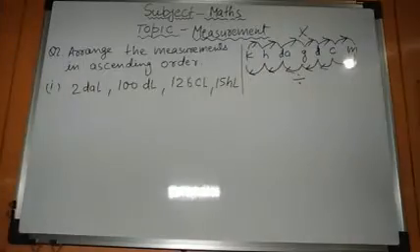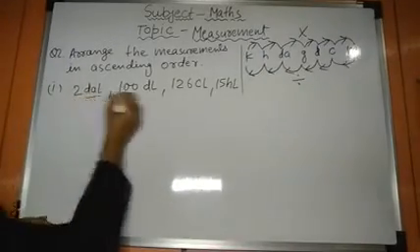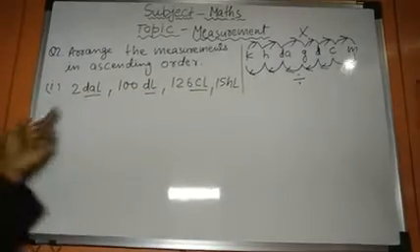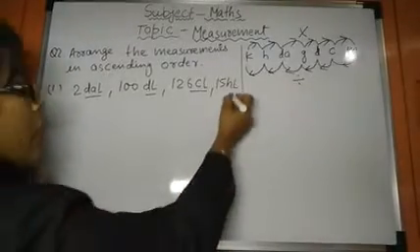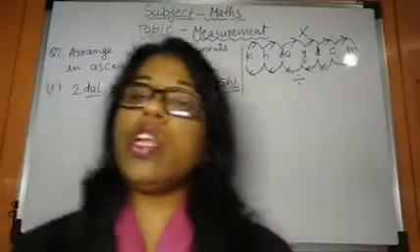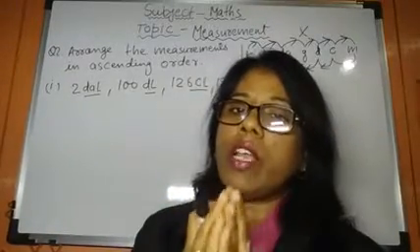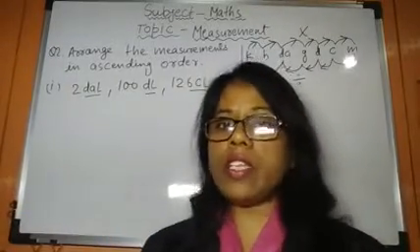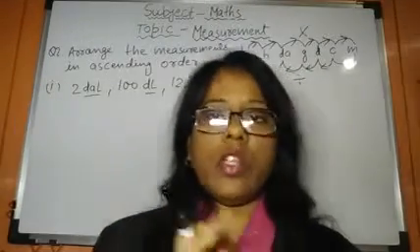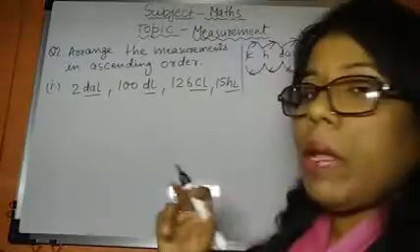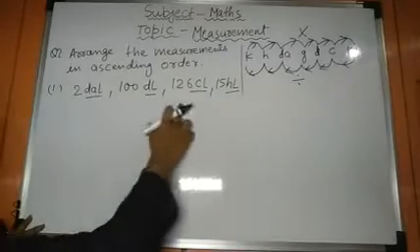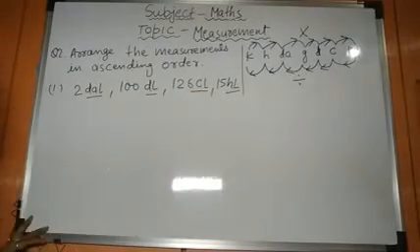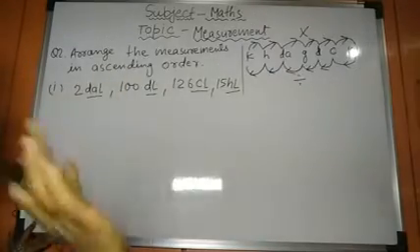Fine. Now you can see that here all units are different. First one is decaliter, second one is deciliter, third one is centiliter, fourth one is hectoliter. So what should you do? First of all, you will convert all these units into one unit. It will be better if you convert all the units into the smaller unit. So here which one is the smallest? Smallest is centiliter. So we will convert all into centiliter.